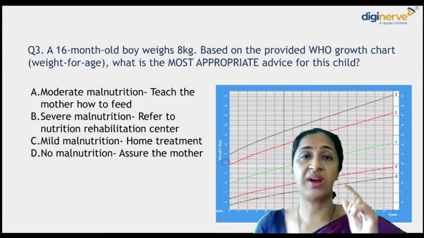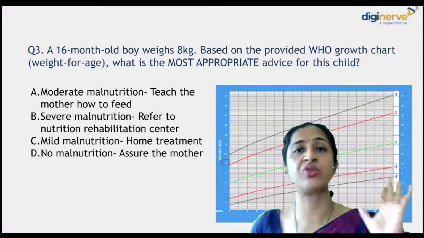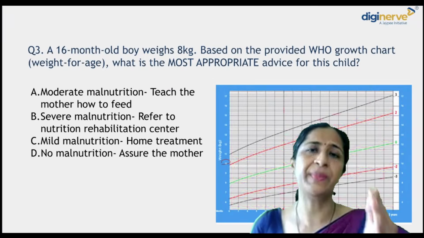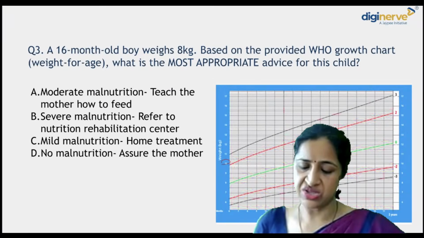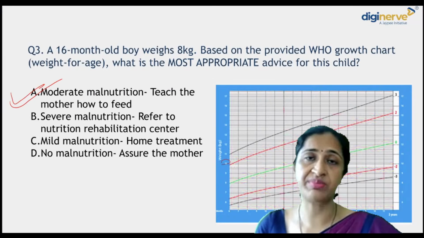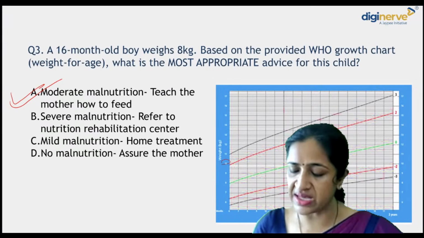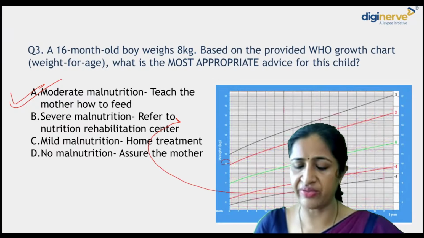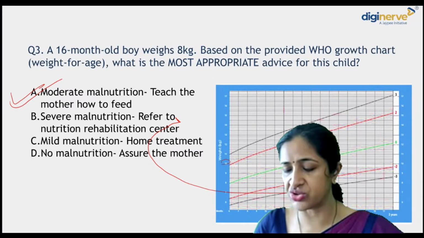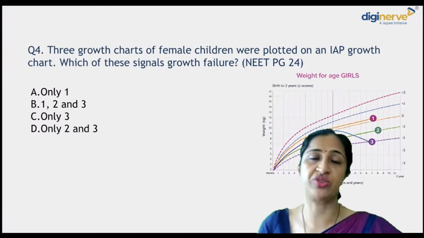Now, at that point, what do you say? It is not coming into severe acute malnutrition. It is coming just above severe acute malnutrition, but in malnutrition nevertheless. So that is why the answer will be moderate malnutrition. Moderate malnutrition, what are you going to do? You're going to teach the mother how to feed. If it was coming below the last line, then you would refer to a Nutrition Rehabilitation Center. This is not mild. Mild malnutrition should have come just above this. And this is not no malnutrition.